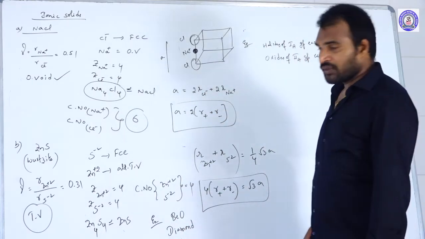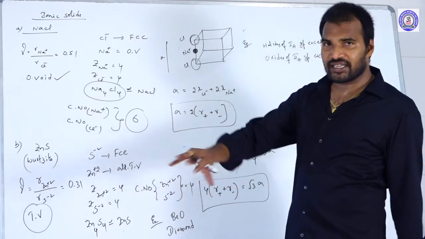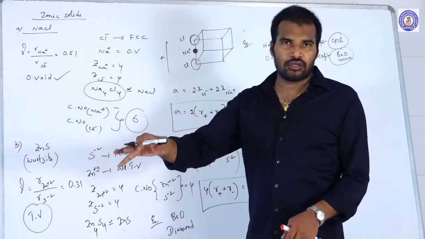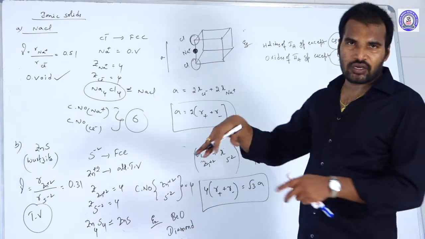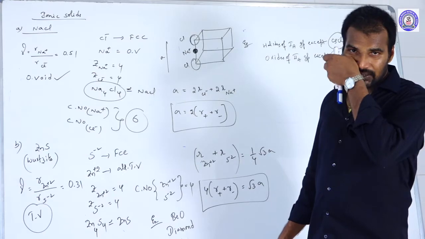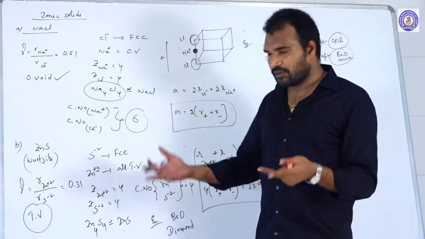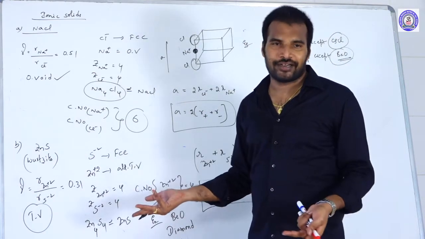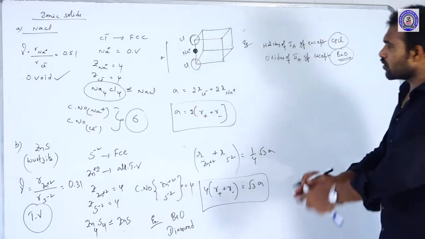Then you may get a doubt. In zinc sulfide there was a different cation and anion. Sulfide ions form FCC, and Zn plus 2 ions occupy alternate tetrahedral voids. Then what about the diamond? Diamond has only carbon atoms. In the place of cations and anions, both are carbon atoms. Okay.